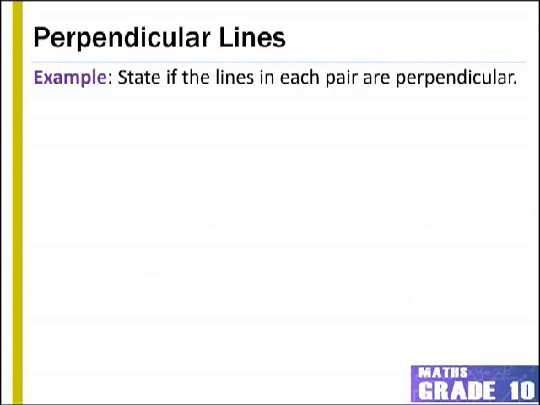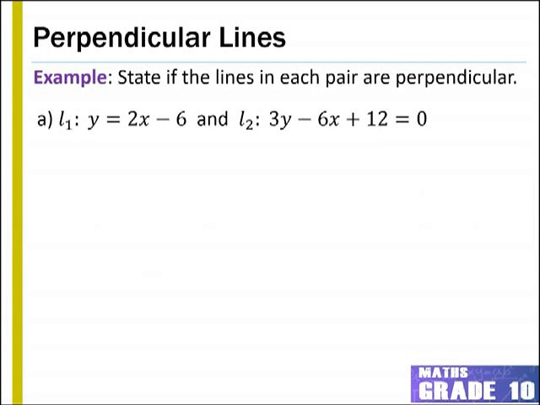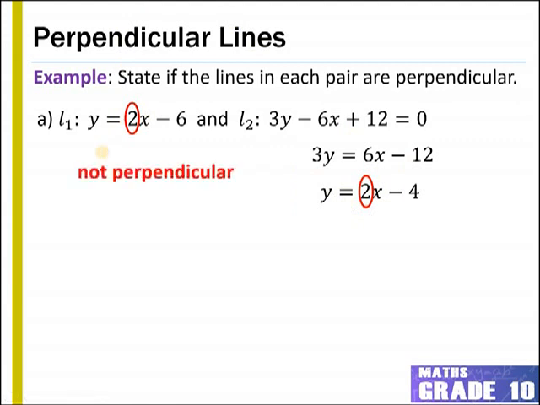Example: state if the lines in each pair are perpendicular. A. L1, y equals 2x minus 6, and L2, 3y minus 6x plus 12 equals 0. Let's rearrange the second equation to become 3y equals 6x minus 12, so y equals 2x minus 4. Then if we have a look at the gradient of the first one is 2, and the gradient of the second one is also 2. And if we check, 2 times 2 does not equal negative 1. So no, they are not perpendicular.